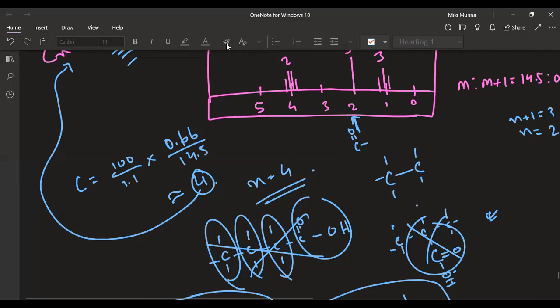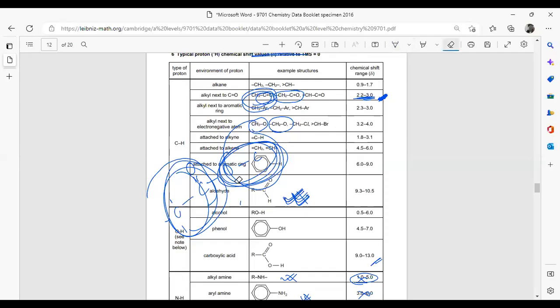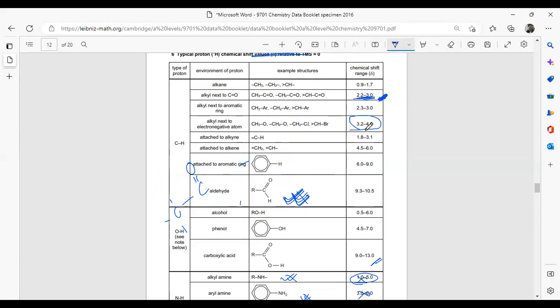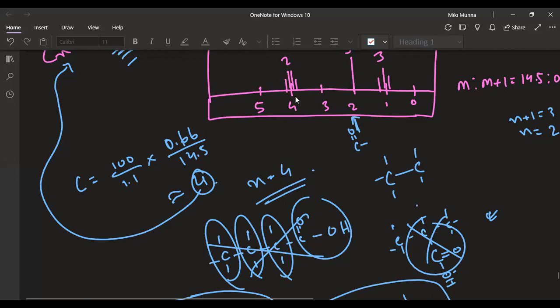Let's go back to the data booklet and try to observe, are we true so far? In the region of 3.2 to 4, yes, we got one: CH3O or CH2O. That means we need a single oxygen bonded with the carbon. So this is what I'm talking about. This is actually C bonded with one oxygen. There could be other bonds, and here there should be some CH3 or CH2. So now let's see, are we so far correct?